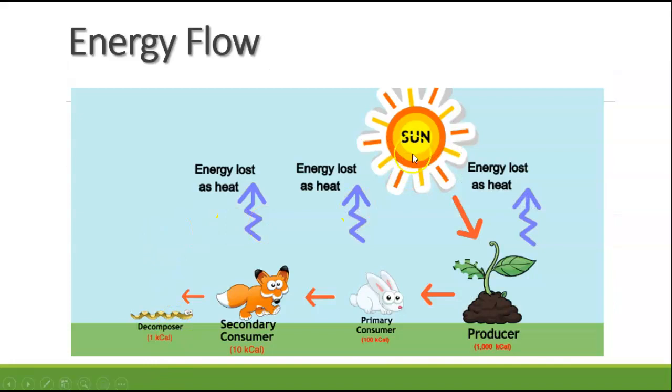So to recap, energy flow goes from the sun to the producers, and then to the primary and secondary consumers, and eventually down to the decomposers. At all levels, some of that energy is lost as heat.